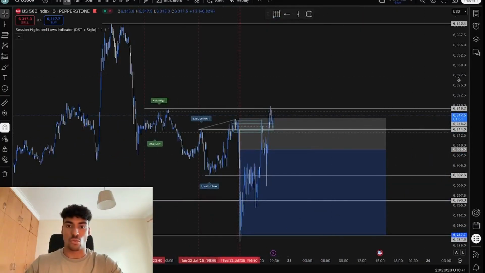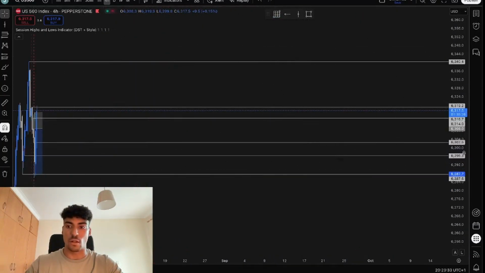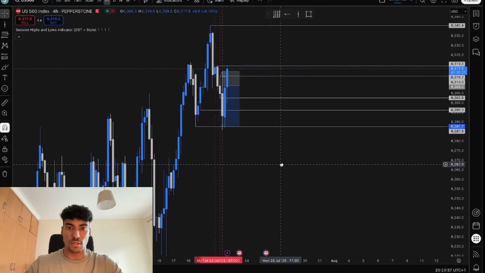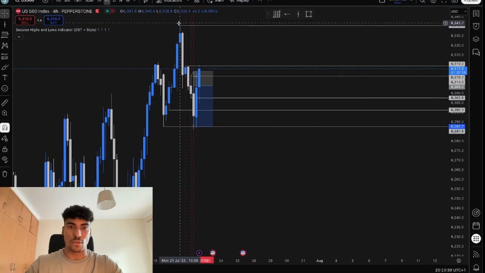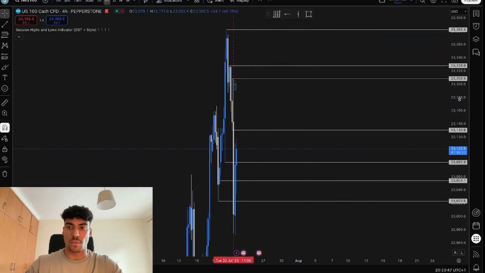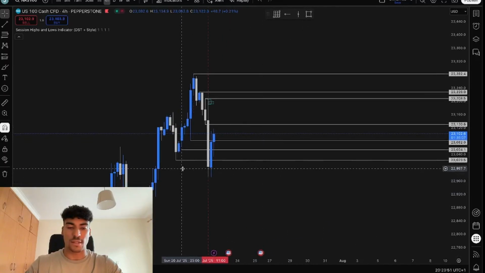So let's go through today's price action. Let's go to the 4-hour time frame first of all. So on the 4-hour we mark our draws on liquidity. So we have these 4-hour lows, we have these 1-hour lows, 4-hour highs, and also these 4-hour highs right here. We go to 1 hour, we do the same thing on the Nasdaq. Sorry guys, we do the same thing on the Nasdaq. We have these 4-hour lows, we have these 4-hour highs, and these 4-hour highs.